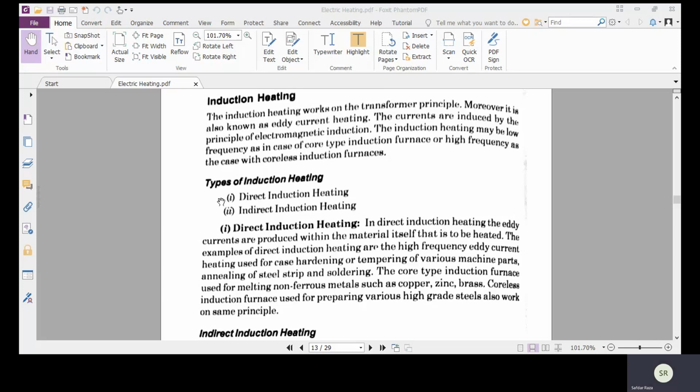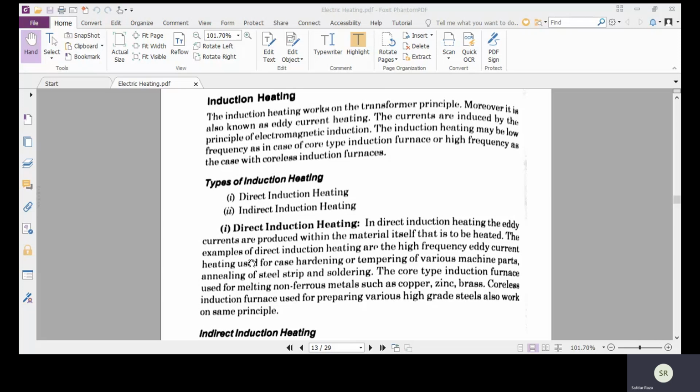The types of induction heating are direct induction heating and indirect induction heating, just like the resistance heating which we discussed in the previous lecture. Now, what is direct induction heating? In direct induction heating, the eddy currents are produced within the material itself that is to be heated. So here the eddy currents are produced within the material which we are going to melt or heat.